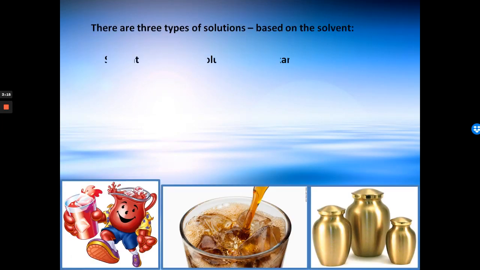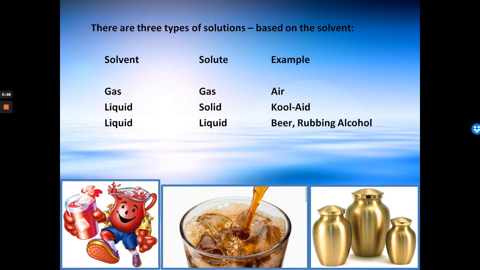So there are three types of solutions based on the solvent. A gas and a gas mixture is an example of air. For example, you can have gases dissolved in gases. Liquid and a solid, for example, like Kool-Aid, any kind of your powdered drinks, or if you just make a saltwater solution or sugar solution. Liquid and a liquid, such as rubbing alcohol, beer. Rubbing alcohol is really like a 70% isopropyl alcohol mixed in water.